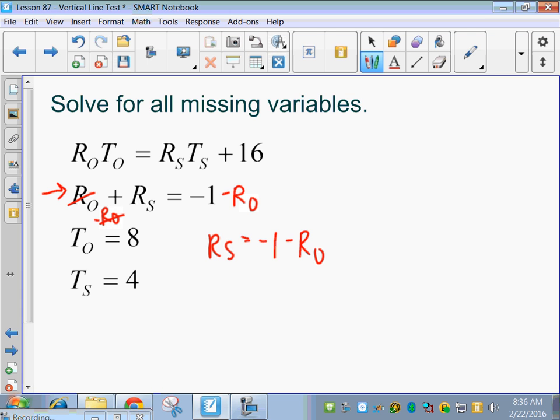Okay, so now let's substitute some stuff in. So we start with RO. Should we plug anything in for RO, you guys? No, because that's what we're going to solve for. So I rewrite RO. Now I have TO. Caleb, what should I plug in for TO? 8. Good. Equals. Now I have RS. Jackie, what should I plug in for RS?